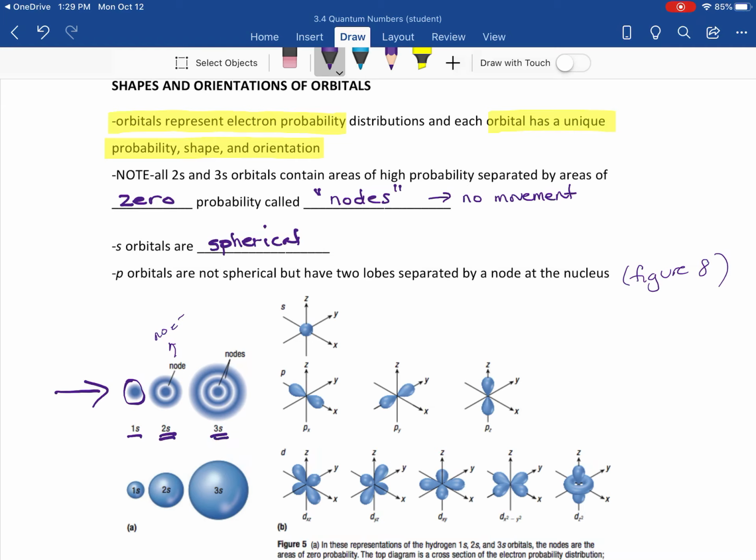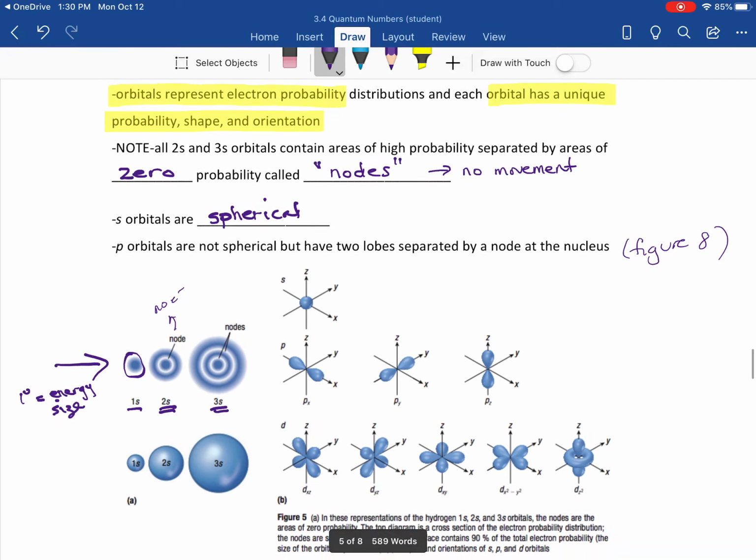If I go to 3s, remember what those numbers mean, 1, 2, and 3. The primary number gives us the energy level and size of the orbital. So take a look. 1s, it's smaller. 2s, it's bigger. And that second spherical thing is further away from the nucleus. So electrons found there will have higher energy, right? And 3s, it's even bigger and further away from the nucleus. So they have more energy. Make sense? I hope so.